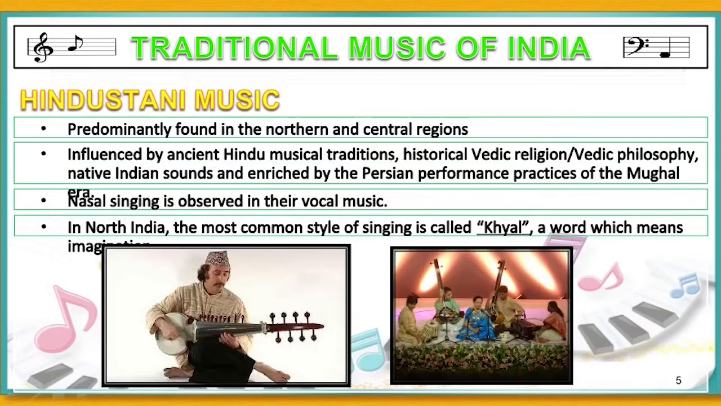Second, Hindustani music goes back to Vedic period times around 1000 BC, further developed in the 13th and 14th centuries AD with Persian influences and from existing religious and folk music predominantly found in the northern and central regions, influenced by ancient Hindu musical traditions, historical Vedic religion, Vedic philosophy, native Indian sounds and enriched by the Persian performance practices of the Mughal era, with nasal singing as observed in their vocal music in North India. The most common style of singing is called khayal, a word which means imagination.